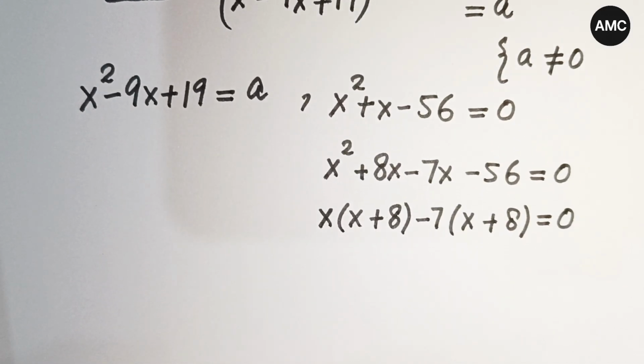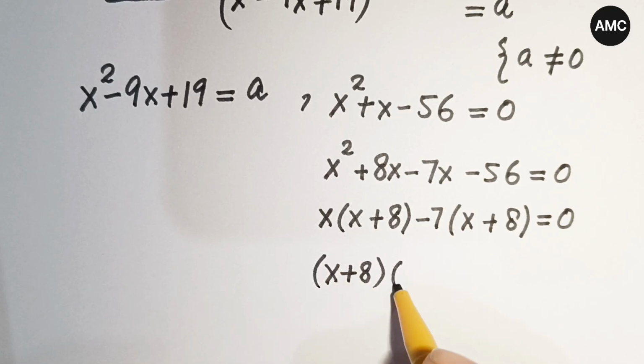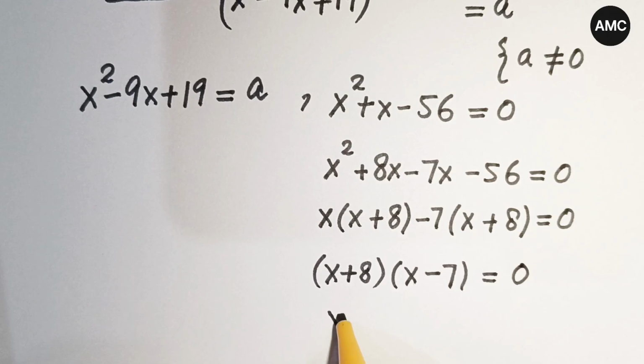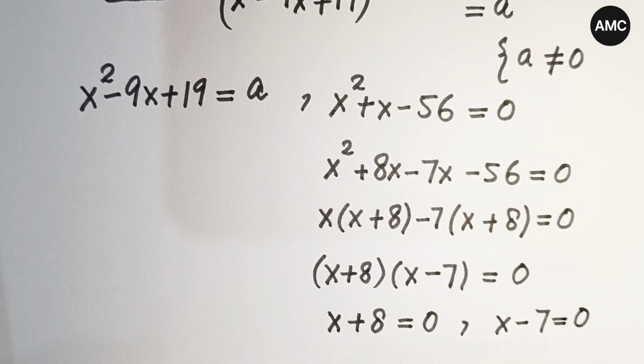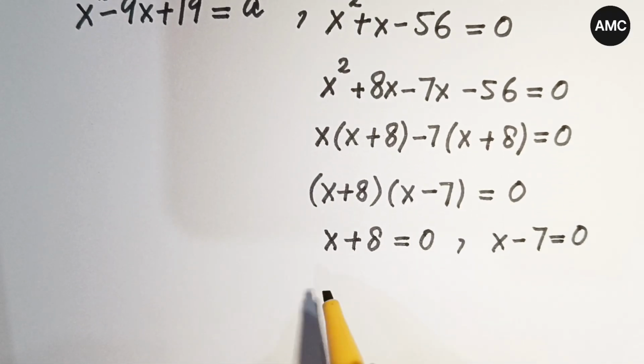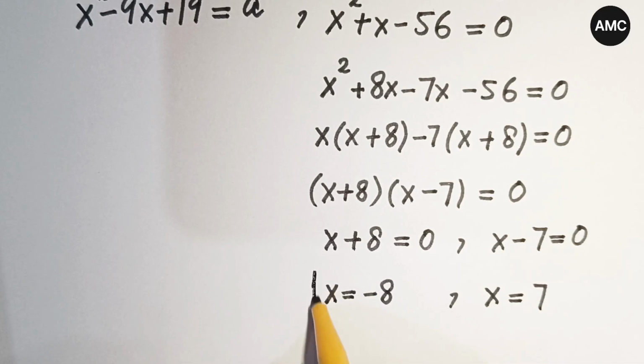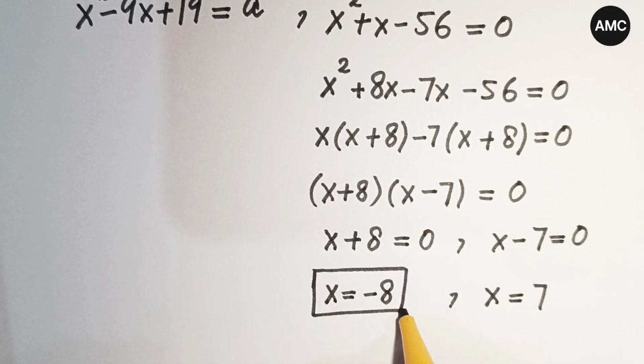Now we have two factors here, (x + 8)(x − 7), which is equal to 0. Here x + 8 is equal to 0 and x − 7 is also equal to 0. So x is equal to −8, and here x is equal to +7. So we have two values of x.